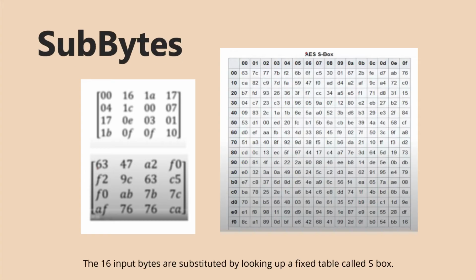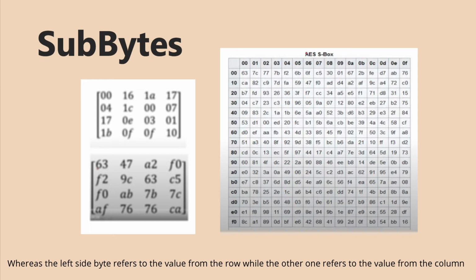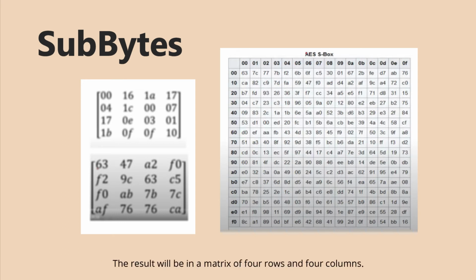For the SubBytes or byte substitution, the 16 input bytes are substituted by looking up a fixed table called S-box. The left side byte refers to the value from the row while the other one refers to the value from the column. So, the result will be in a matrix of 4 rows and 4 columns.